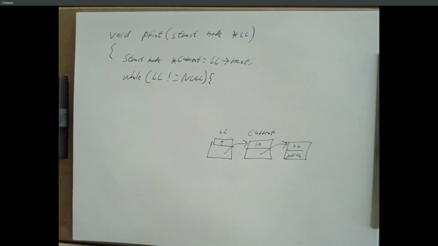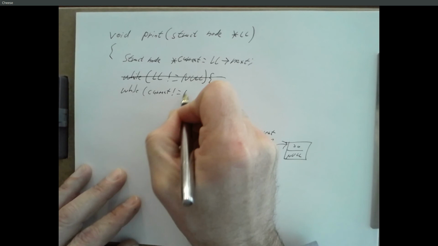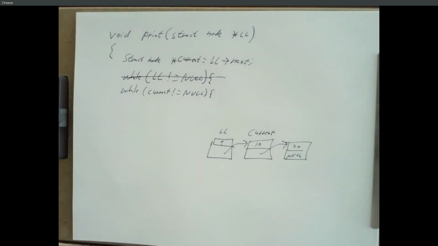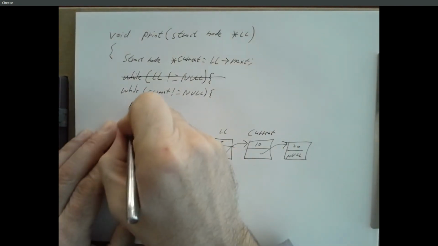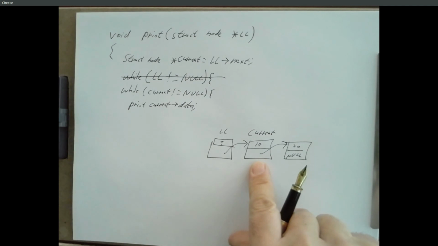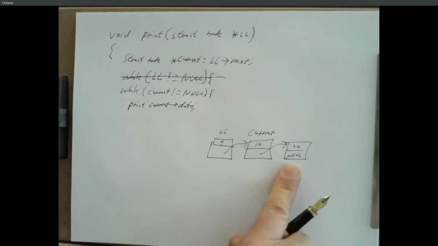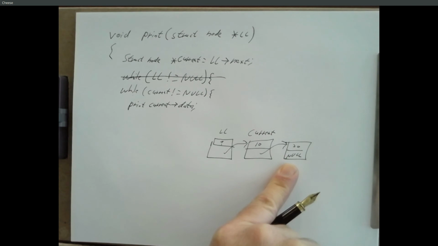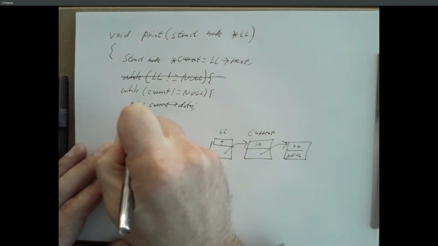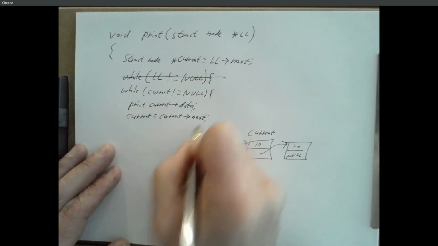So while current is not null. So what should we print? Current arrow data. Right, as long as this node exists, print out its data value. And then we want to move to the next node. So what does that look like? Current equals current arrow next. Exactly. Current equals current arrow next.